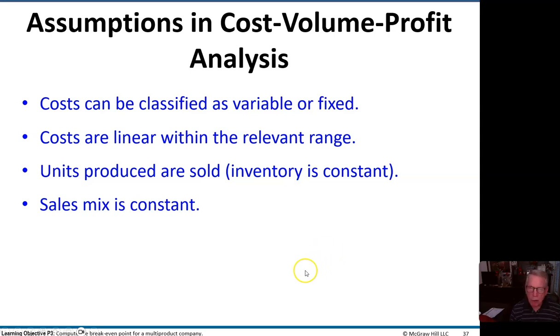Okay. The assumptions in cost, volume, profit are very important to understand. It assumes that all costs can be classified as variable or fixed, and that costs are linear within a relevant range. And I would tell you I was a little skeptical about costs being linear within a relevant range, but in actual practice, they are pretty close. And number three, the units produced are sold. In this case, inventory is constant and sales mix is constant. And we all know any of these can be changed.